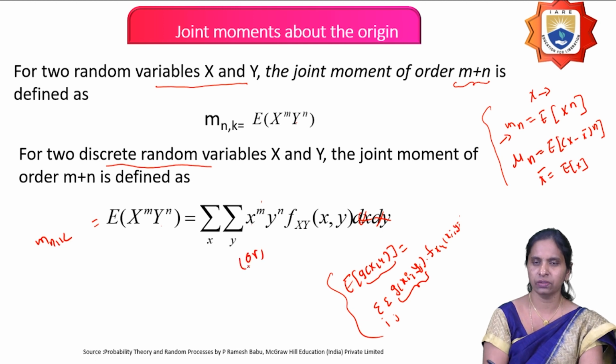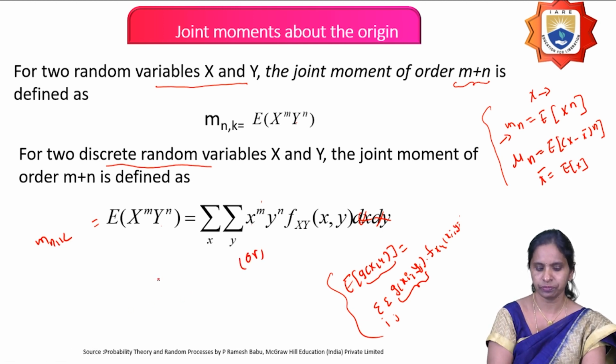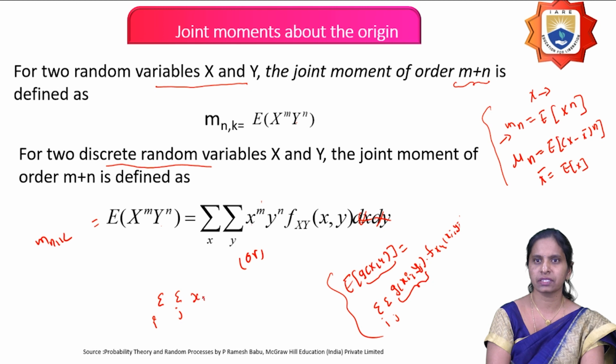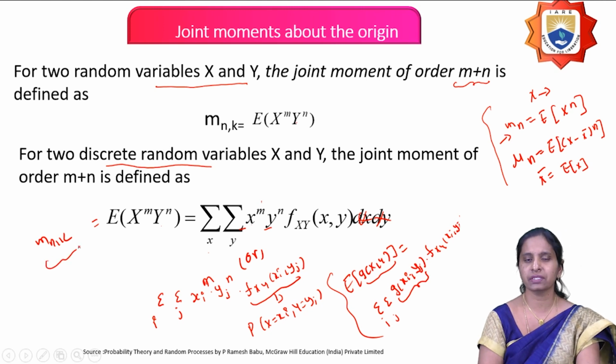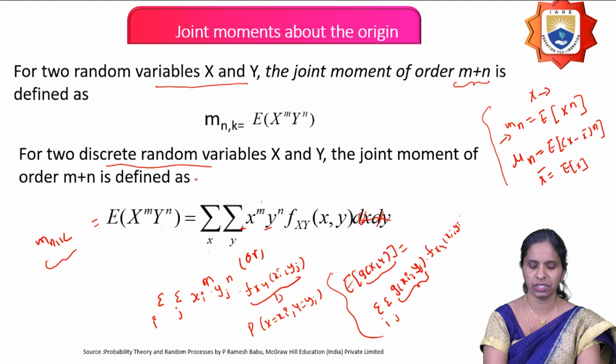Or else I can write this function as sigma over i, sigma over j, xi power m into yj power n into fXY of xi comma yj. In place of x and y, we have xi and yj. Then fXY of xi comma yj is nothing but the joint probability such that P of X equals xi and Y equals yj. Like that we can calculate the m plus nth order joint moments about the origin for discrete random variables.